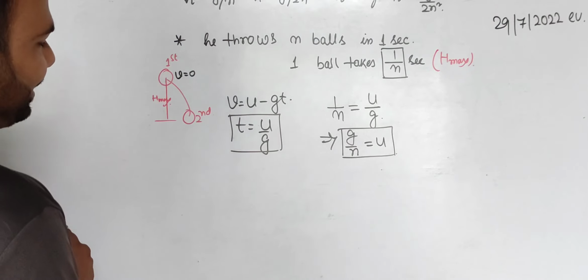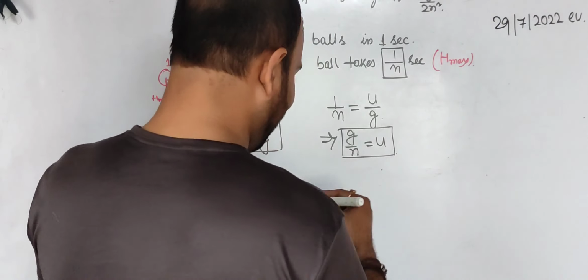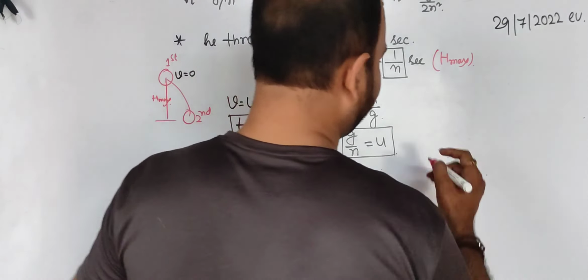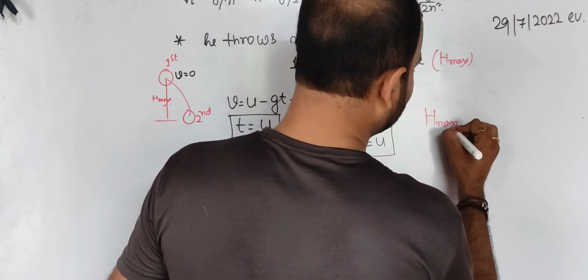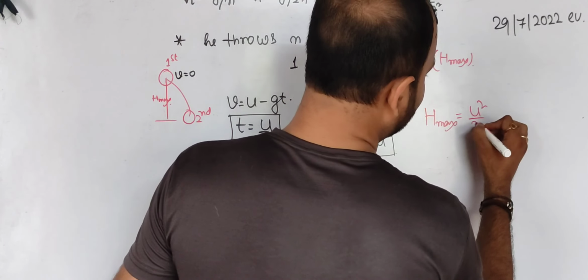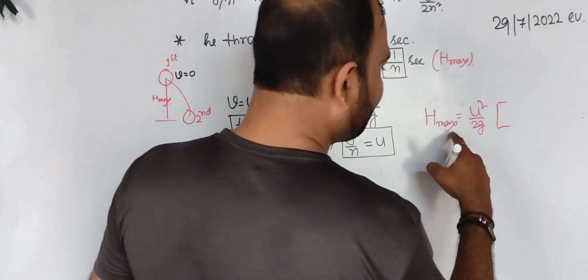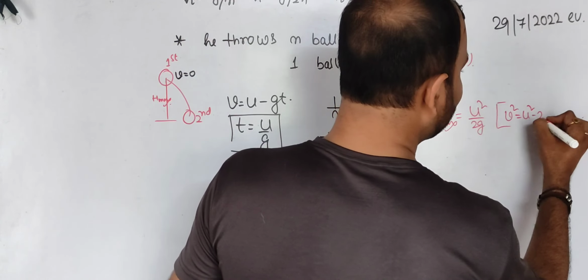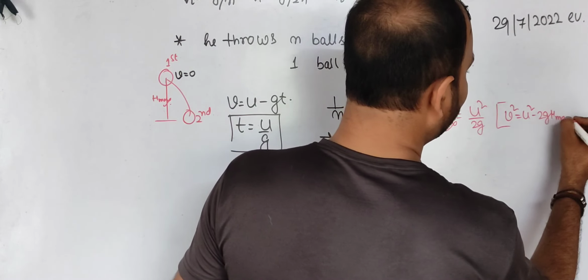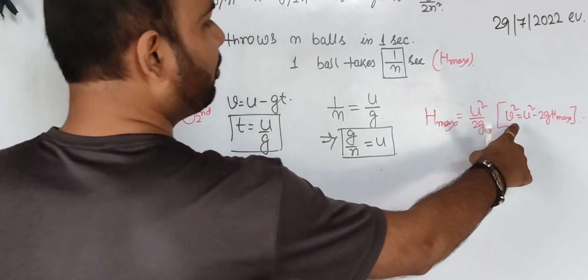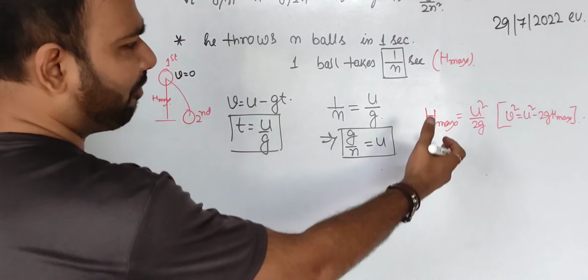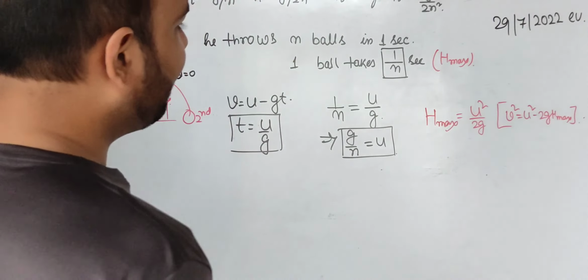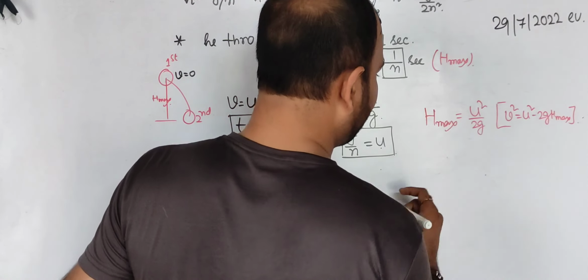The formula of maximum height: h equal to u square by 2g. You can derive the expression using this formula, v square equal to u square minus 2g h max. Simply put v square equal to 0, and you get this expression. Now we can substitute the value of u over here.